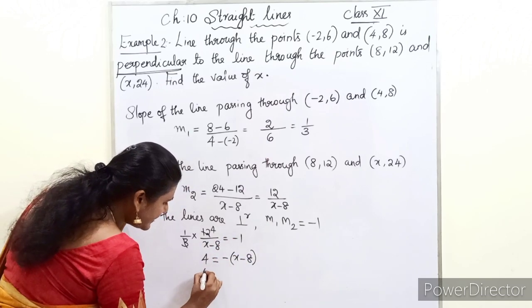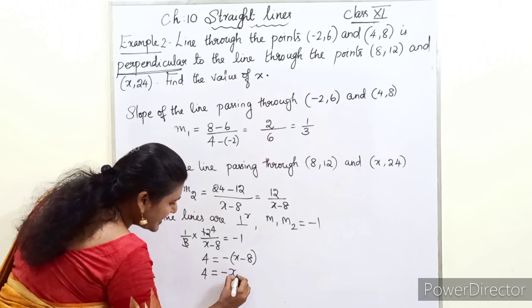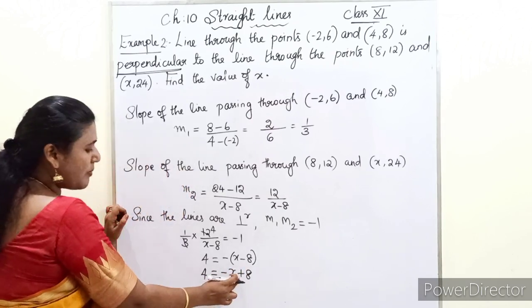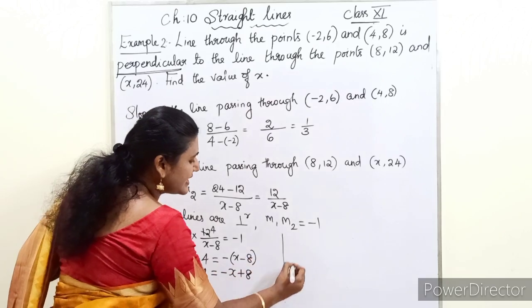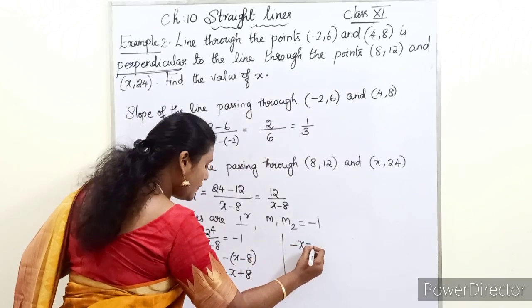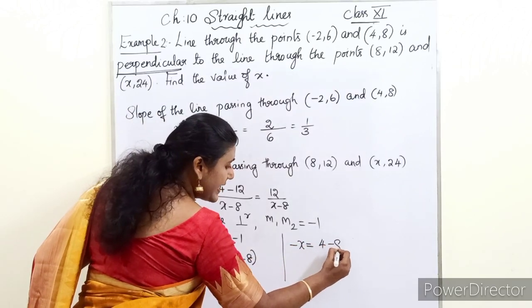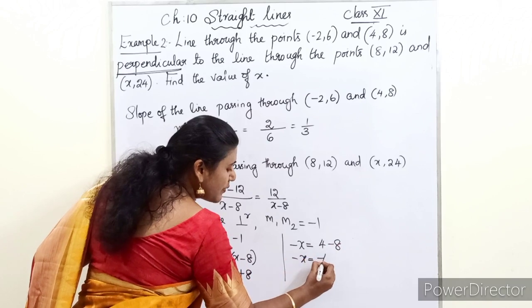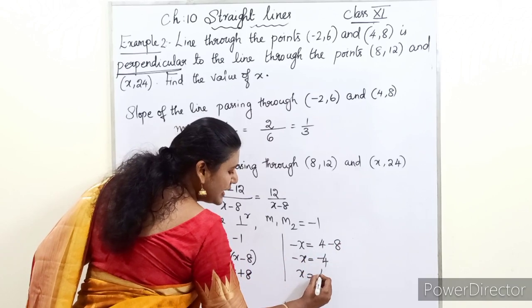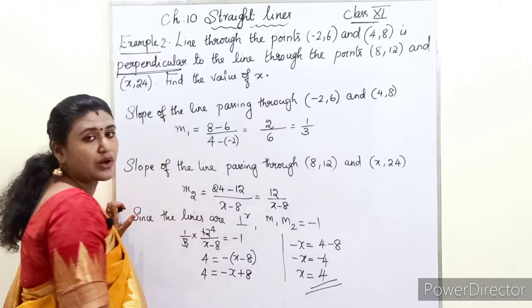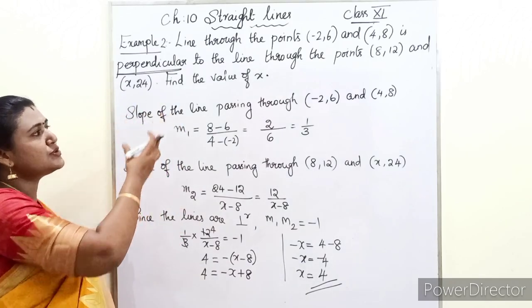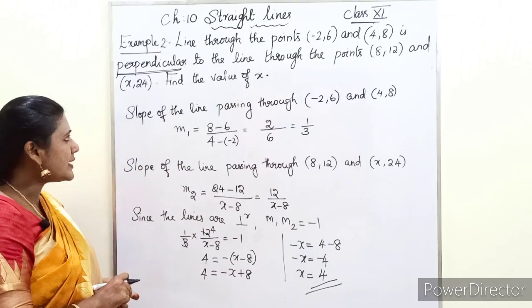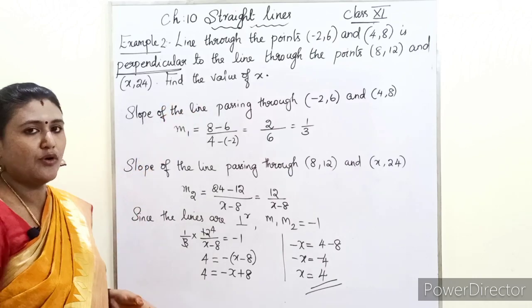So we will simplify this. 4 is equal to minus x plus 8. So minus x is equal to 4 minus 8, that is minus x is equal to minus 4. So the value of x is equal to 4. So this is how we have to use the condition for perpendicularity to find the value of x.